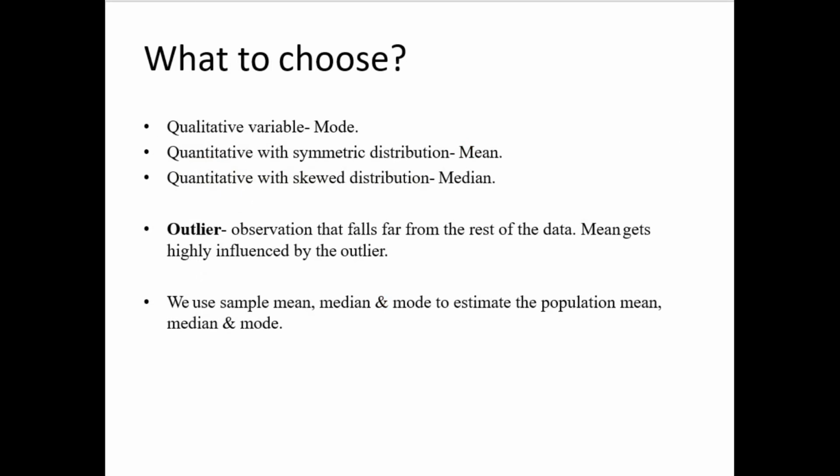What to choose? Qualitative variable: mode. Quantitative with symmetric distribution: mean. Quantitative with skewed distribution: median. An outlier is an observation that falls far from the rest of the data; the mean gets highly influenced by the outlier. We use the sample mean, median and mode to estimate the population mean, median and mode.